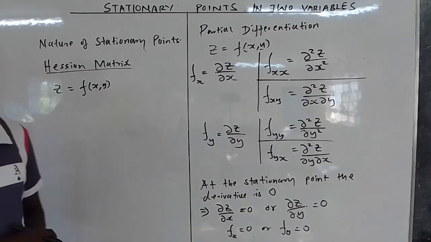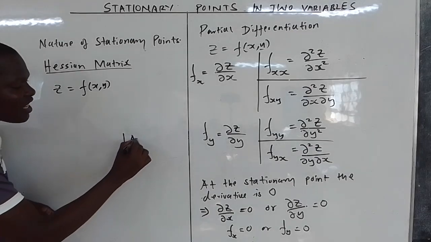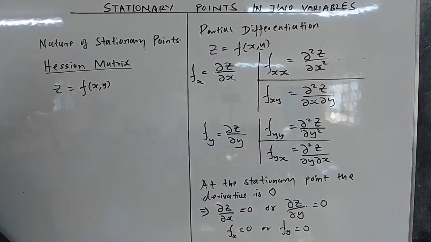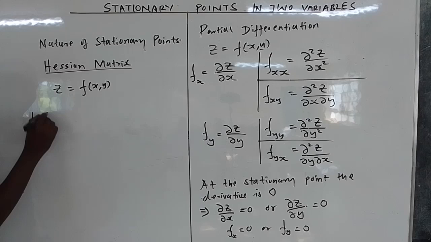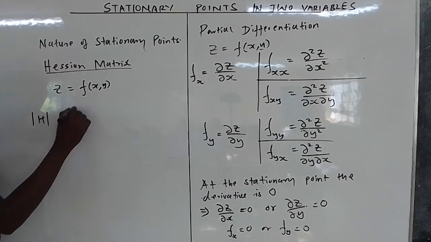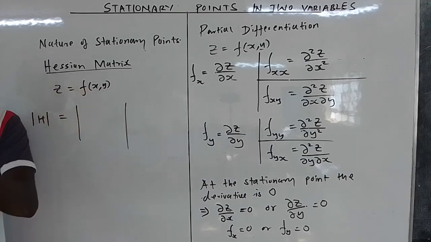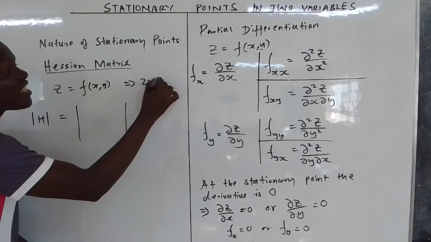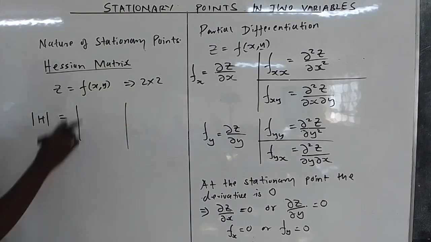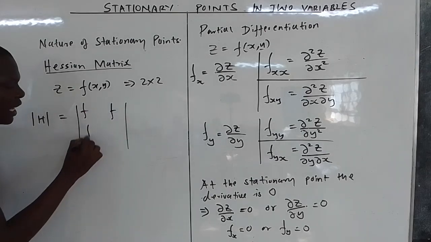If you know a matrix A, the determinant of matrix A is denoted like that. Now we want the determinant of a Hessian matrix, which is going to be denoted like that. If Z is a function of x and y, 2 variables, it implies it is a 2 by 2 matrix. So in this 2 by 2 matrix, we have 4 elements. So you put your F's, F, F, F.